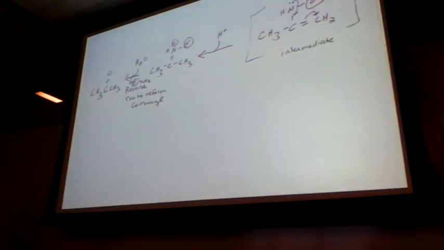So again, if you're looking for evidence that covalent catalysis is taking place, you're looking for some sort of intermediate where your enzyme is covalently bonded to your substrate. Okay, and this is just one example, and we're going to see more as we go.